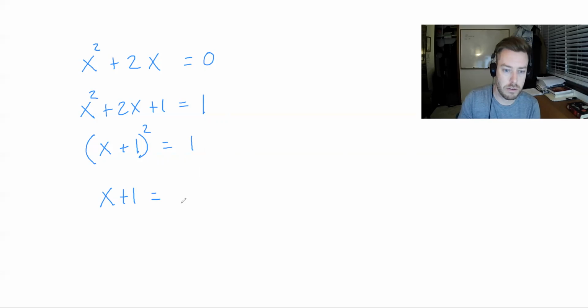Well, the square root of 1 is just 1, right? But remember, it could be a positive 1 or a negative 1. So let's just do positive, negative 1 in this case. And so let's get this 1 to the other side, subtract 1, you get x is equal to negative 1 plus or minus 1. So we're going to have two solutions, and we can solve for them.